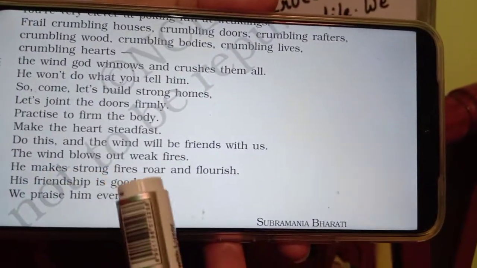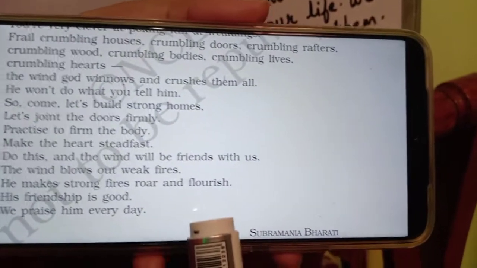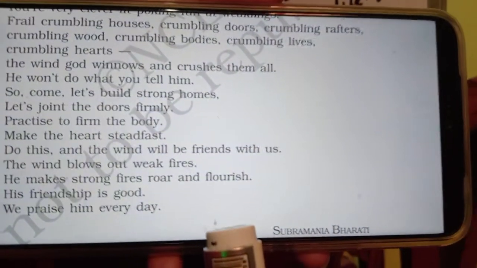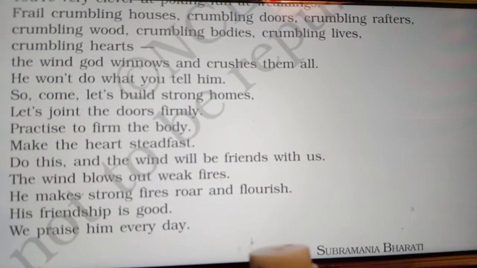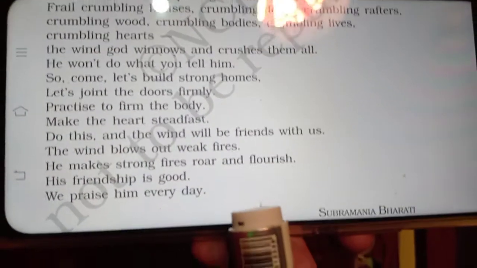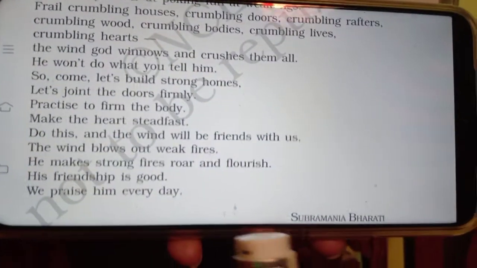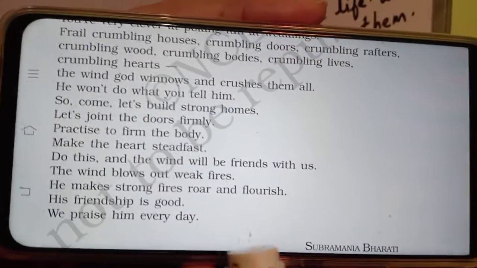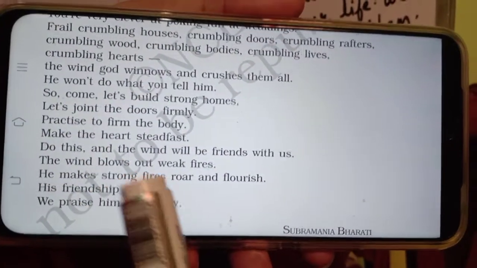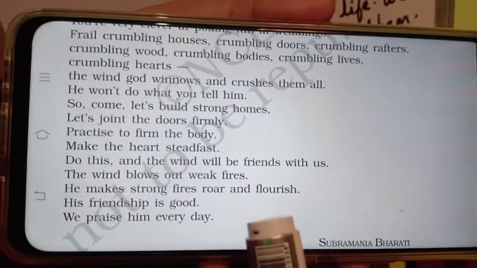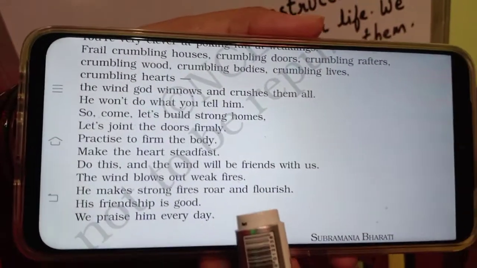He makes strong fires roar and flourish. Yes, whenever there is a fire in a forest, you see if the wind blows, the fire roars and it flourishes. Flourishes means it prospers, it develops. So the wind always supports the strong fires, but it blows out the weak fires.